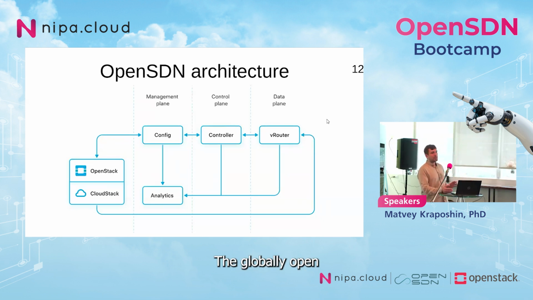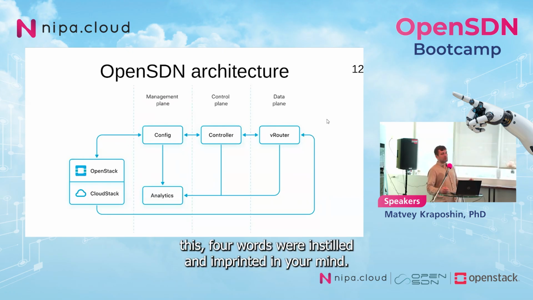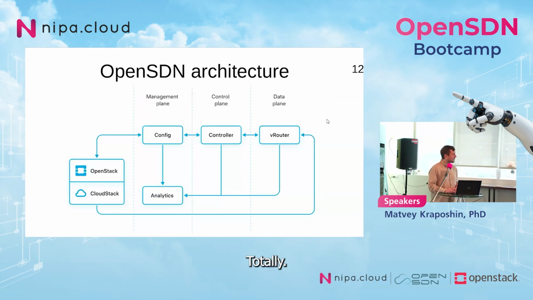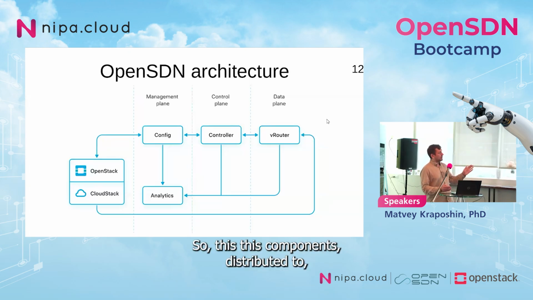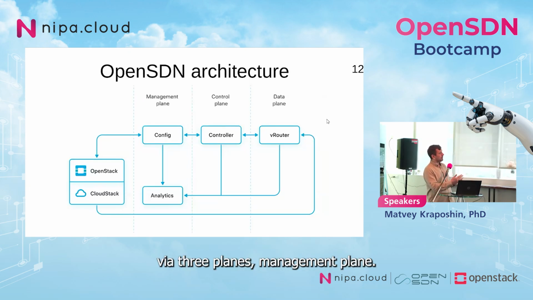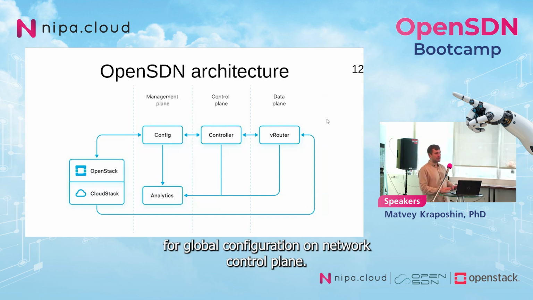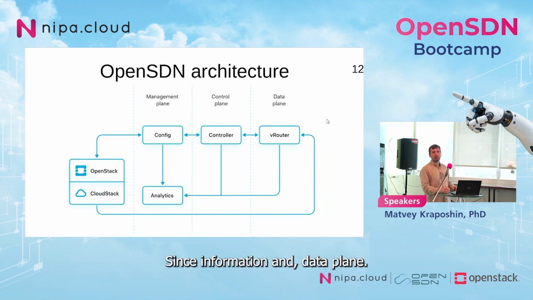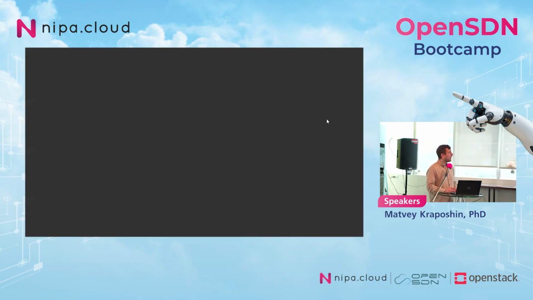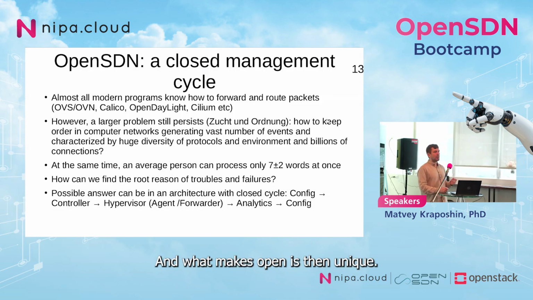Globally, the OpenSDN architecture includes 4 components. And I think during these 3 days, these 4 words were instilled and imprinted in your mind totally. These components are distributed via 3 planes: management plane, control plane, and data plane. Management is responsible for global configuration of the network. Control plane sends information, and data plane forwards packets. And what makes OpenSDN unique is its closed management cycle.